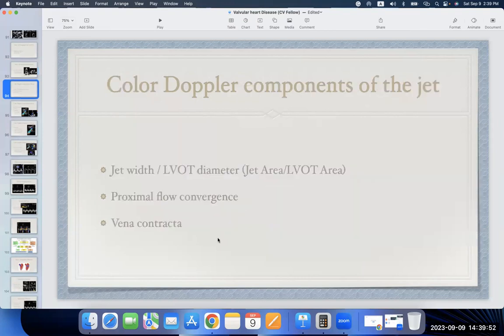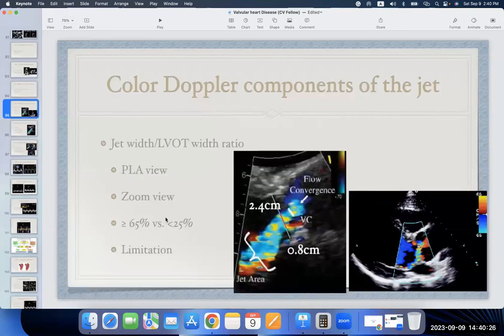Then you will do color Doppler. You can evaluate the jet width and divide it by the LVOT diameter. If the ratio is 65% or more, then this is one of the criteria for severe. If it's less than 25, you will say that this patient has mild. Then you will look for the proximal flow convergence, the same as what we did in the MR. If it's large, this is one criterion for severe. And then you will also measure the vena contracta. If it's more than 6, you're going to say it is one of the criteria for severe.